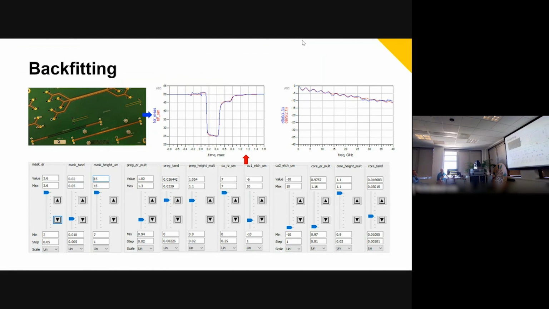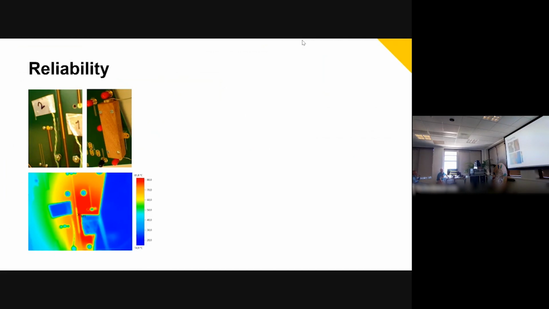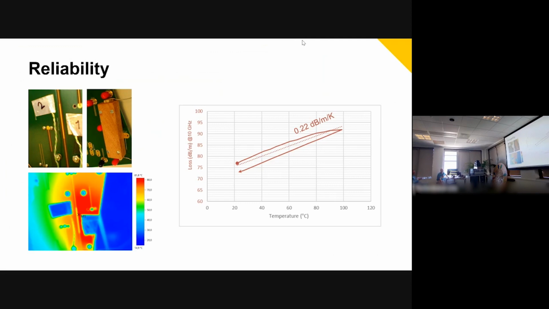Okay, this is a very nice set of parameters, but it's true at room temperature. What about temperature? So we put it in the climate chamber, we heated up the trace locally, and we saw, for example, I think Jens also showed it, a non-negligible loss change as function of temperature.